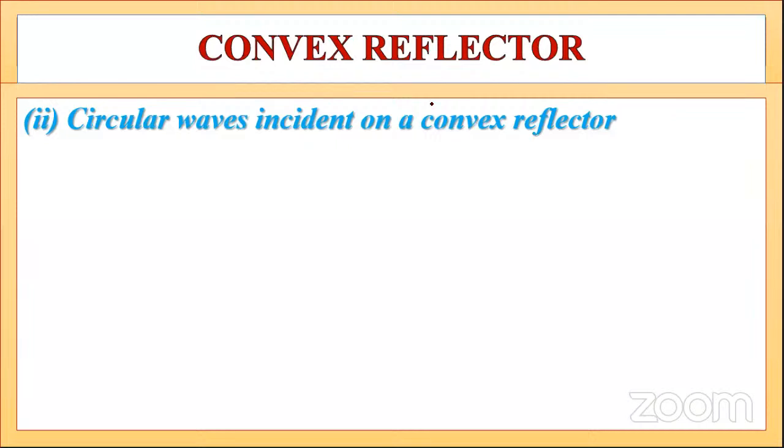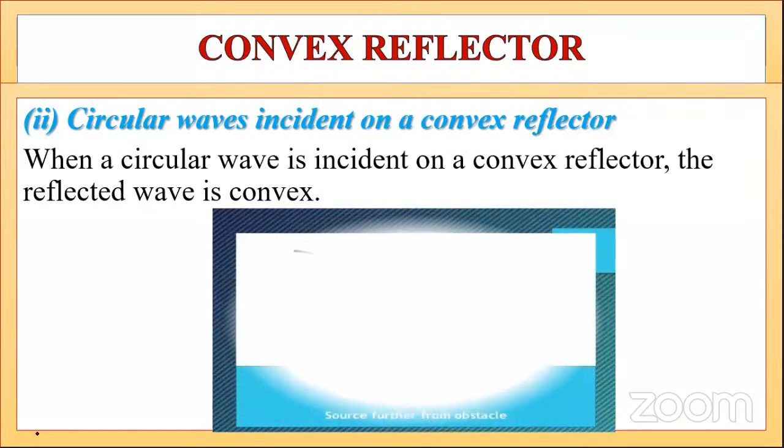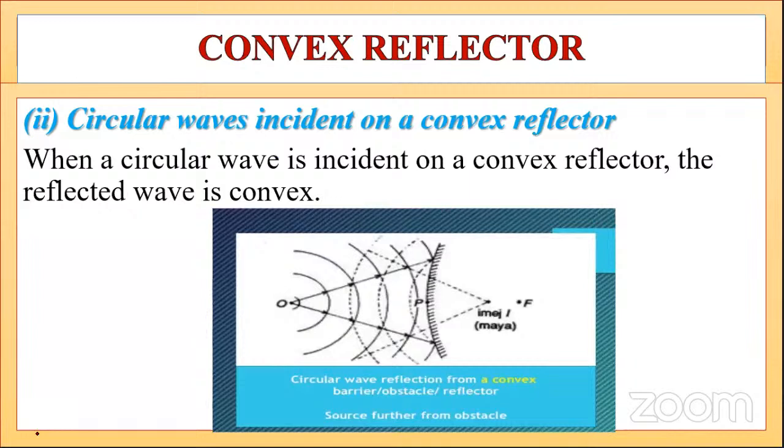So, we're saying circular waves on a convex reflector. When a circular wave is incident on a convex reflector, the reflected wave is convex. You see, convex is resistant. Anything you incident on it, it will make it take the shape of itself. We have seen a plane wave incident on convex, a convex wave is produced. A circular wave incident on a convex reflector is still convex. So that is the behavior of a convex. Reflection of convex is very simple because anything you incident on it, it will take the shape of that reflector.